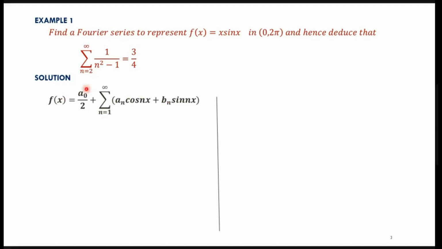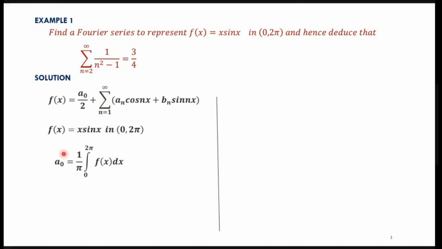So first we will calculate a0. We know that f of x is given as x sin x in the interval 0 to 2 pi. a0 is the integration of f of x between the limit 0 and 2 pi. So a0 is equal to 1 upon pi integral 0 to 2 pi f of x dx.